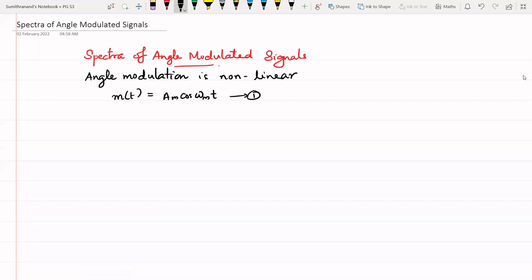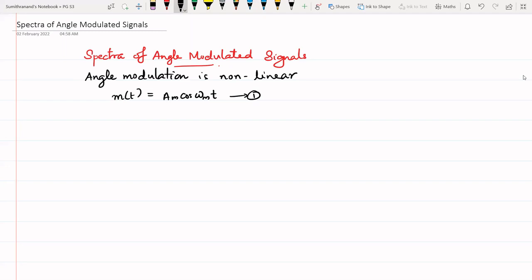So instead of analyzing the angle modulation spectra for an arbitrary message signal m of t, we are going to study the spectra in detail for sinusoidal message signals only. From this special case, we will try to reach the frequency domain behavior of angle modulated signals, which can then be generalized. Therefore, m of t is assumed to be sinusoidal, or a tone. So m of t can be written as Am cos omega m t.